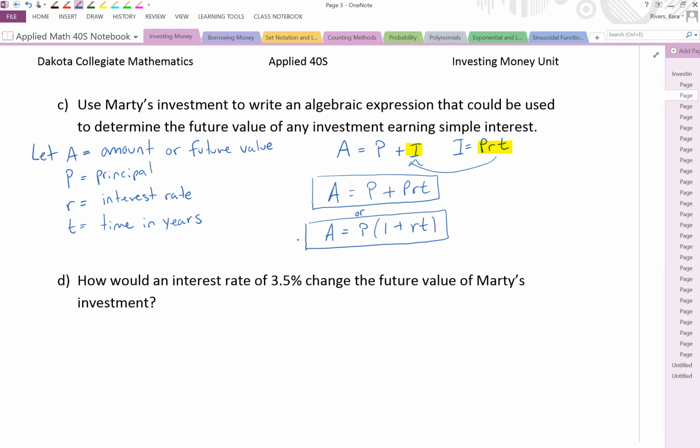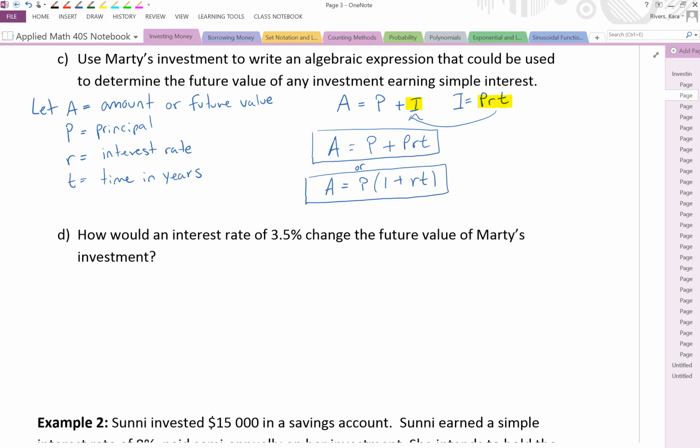All right, D says, how would an interest rate of 3.5% change the future value of Marty's investment? And that happens too. Sometimes the interest rate changes, or sometimes you can negotiate different terms and you can get better rates for certain things. So we're going to see if the rate was 3.5% instead of 2.5%, how would that change? So if we're looking at the variables that were given, the only thing that has changed is 3.5. So P stays the same. R is now 0.035, that's our rate, and T has stayed the same.